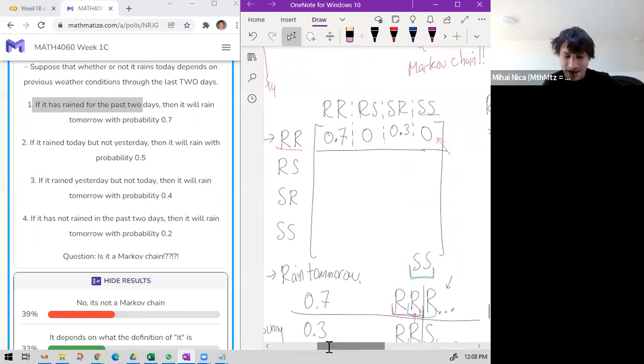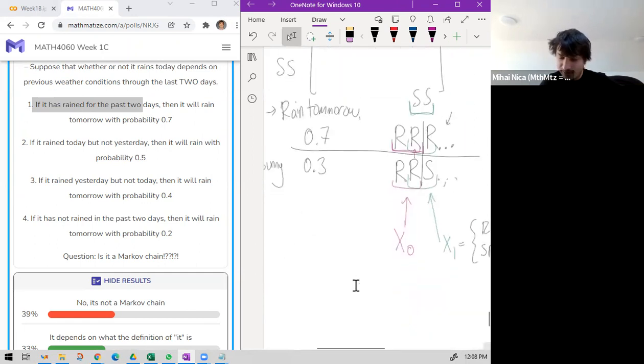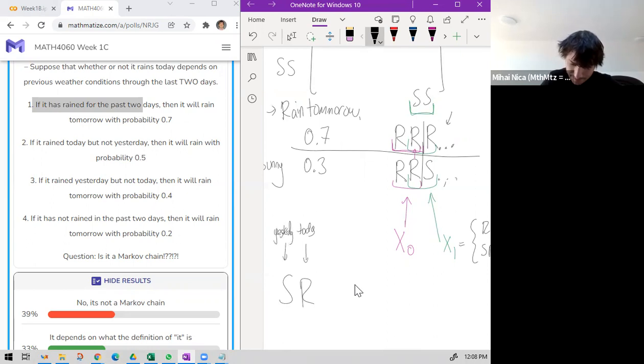So if it rained today and not yesterday, that's the state RS. Rain today, sunny yesterday. It will rain with probability 0.5. So I guess it rained today and sunny yesterday. So this is today. This is yesterday. Then it will rain with probability 0.5. So we either do SRR, or we do SRS.